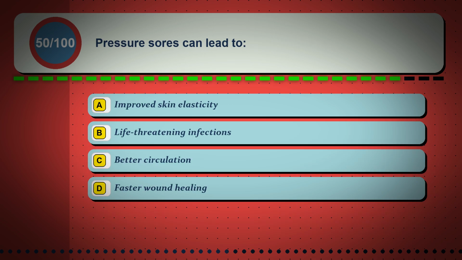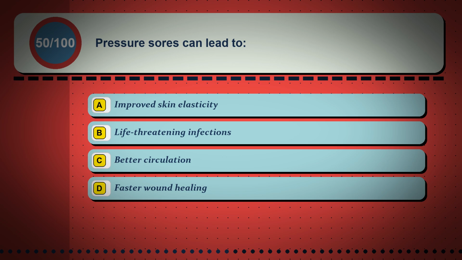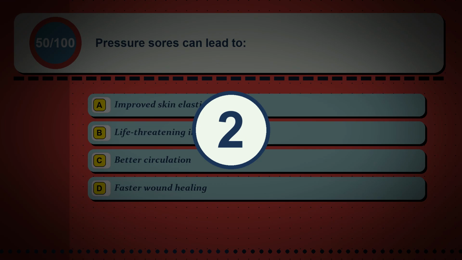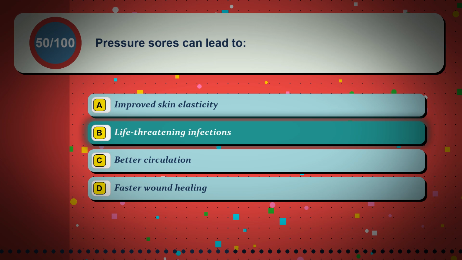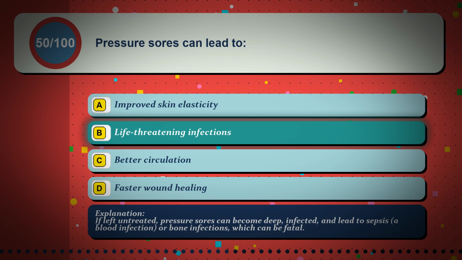Question 50. Pressure sores can lead to: Option A, improved skin elasticity. Option B, life-threatening infections. Option C, better circulation. Option D, faster wound healing. The correct answer is option B, life-threatening infections. If left untreated, pressure sores can become deep, infected, and lead to sepsis, a blood infection, or bone infections, which can be fatal.